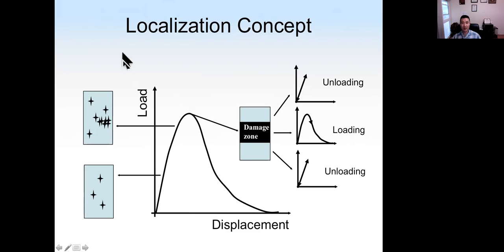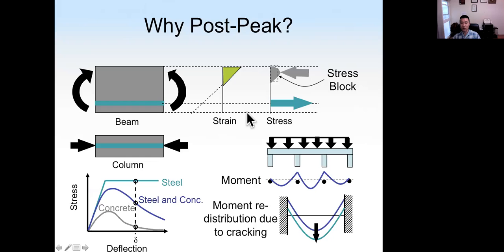Again, here shows the localization concept. When the concrete is damaged at the peak load, the damage zone is limited to a certain location. In other locations, the concrete can still resist some of the load. And as I just mentioned, the post-peak behavior is very important.